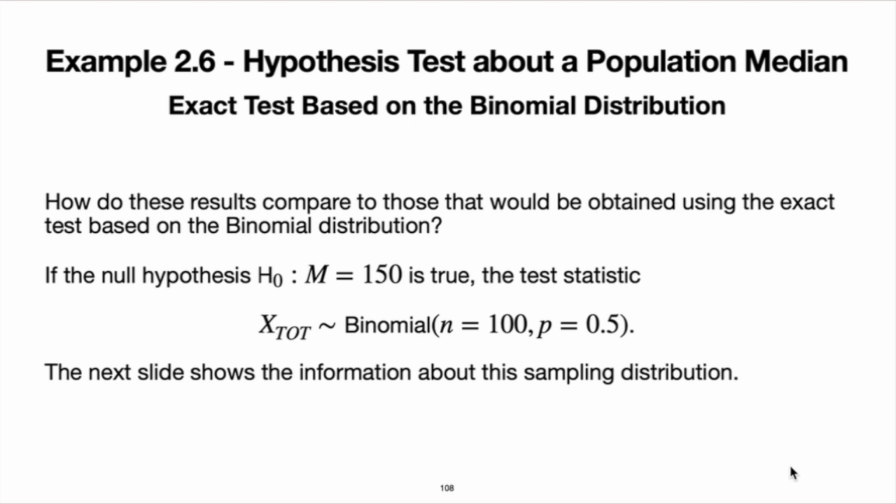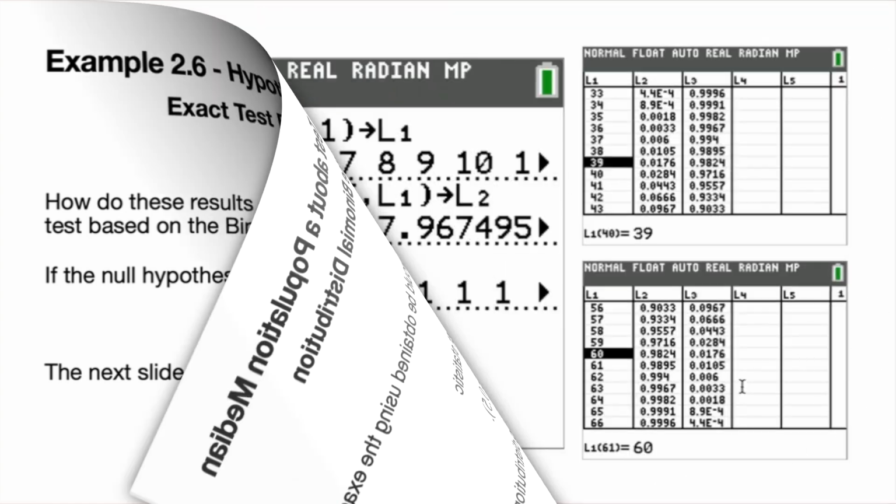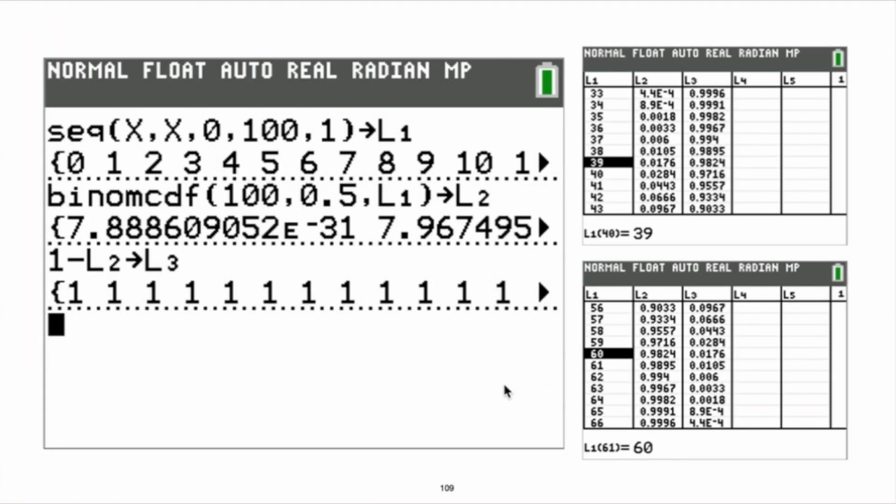Let's do the exact test and then compare the results. We're doing this to get a sense of the quality of the approximation that is provided by this large sample procedure. So again, if the null hypothesis is true, then X tot has a true sampling distribution of the binomial distribution with n equal to 100 and p equal to 0.5. The following slide contains useful information about this.